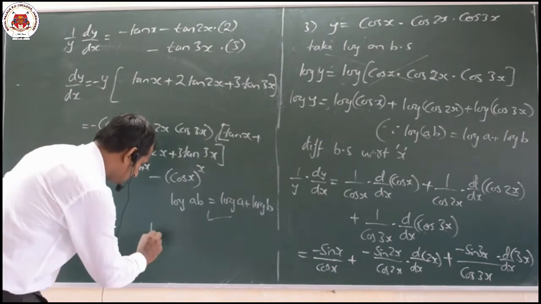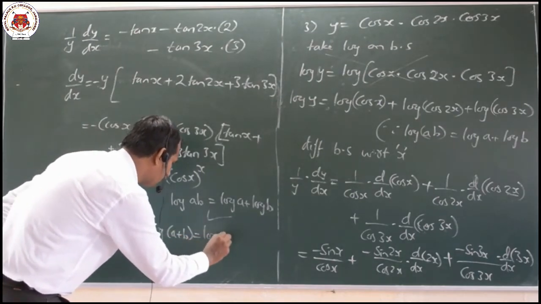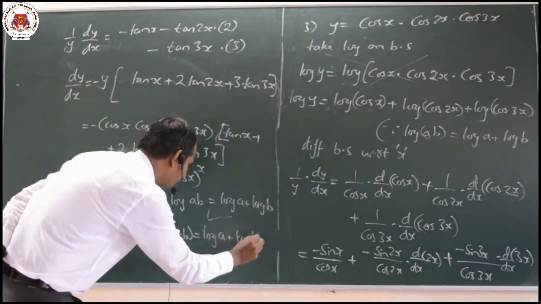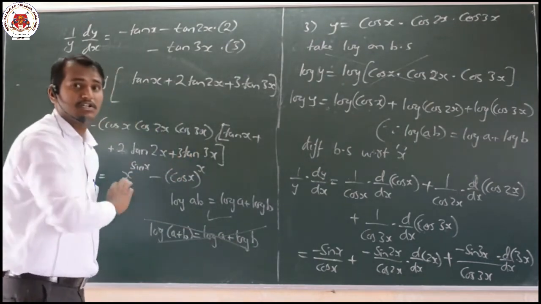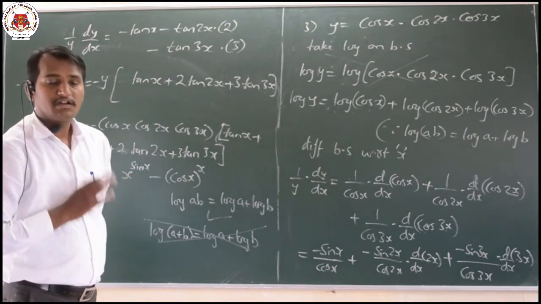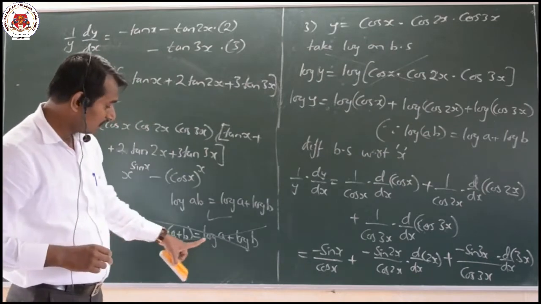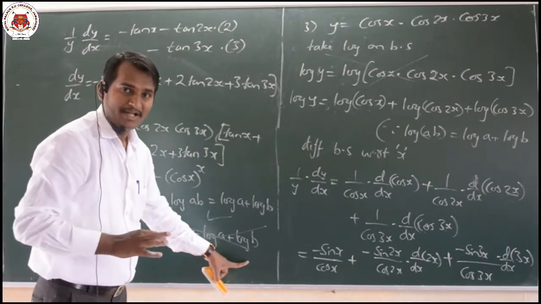But if we are taking log of a plus b as log a plus log b, it is absolutely 100% wrong. We don't have any properties of logarithm like this, that is, log of a plus b equal to log a plus log b, there is no such property, okay.